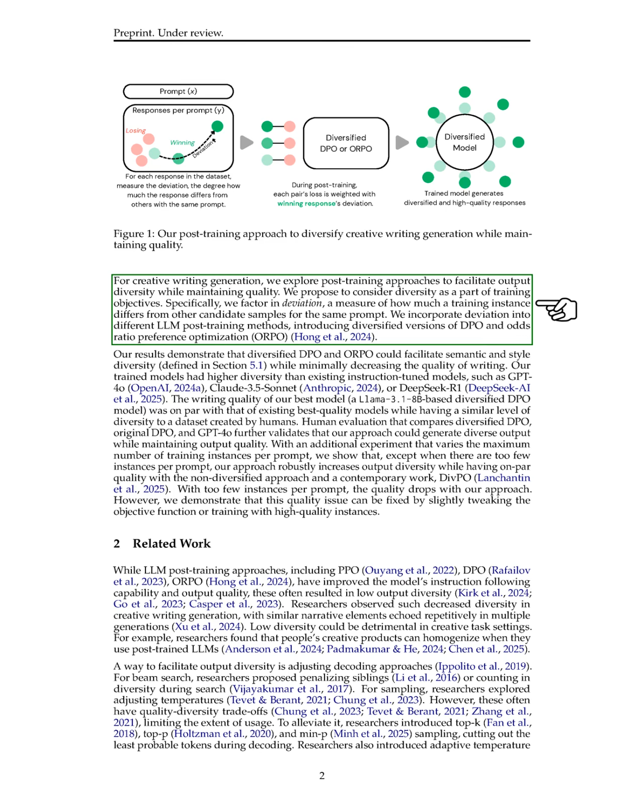We introduce a concept called deviation, which measures how different a training instance is from other samples for the same prompt. We apply this deviation measure to enhance various post-training methods, creating diversified versions of DPO and odds ratio preference optimization, ORPO. Our findings show that these diversified approaches can increase both semantic and stylistic diversity without significantly compromising writing quality.